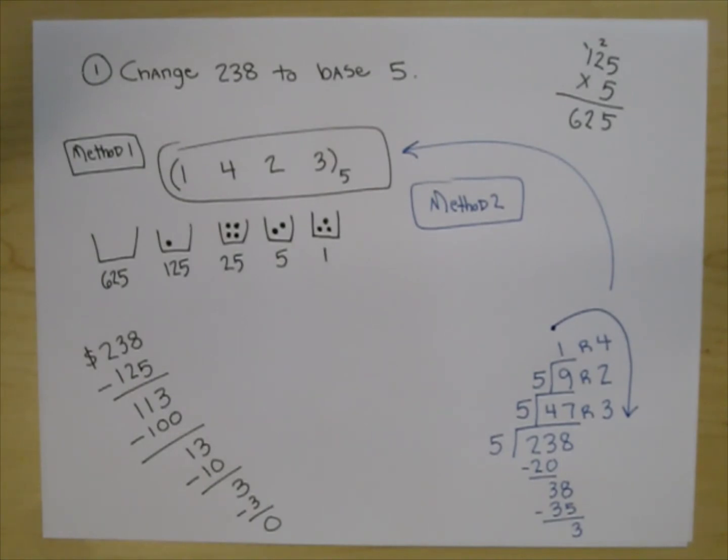So pick your method. Maybe you'll do both methods on a few problems and then pick the method you like better after you do a few problems. But that is how you change to base 5. The reason this works, there are 47 5s in 238 with 3 left over, and there are 9 25s in 238, and there's 1 125 in 238. So it works. We're not going to get into the whole proof of it, but this is very legitimate and will always get you correct results. There are advantages with both of them, and I'm not going to say them yet. We'll move on to the next problem.